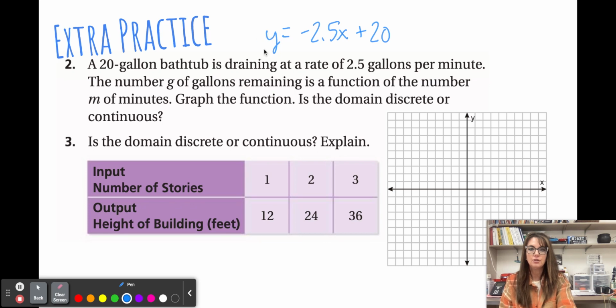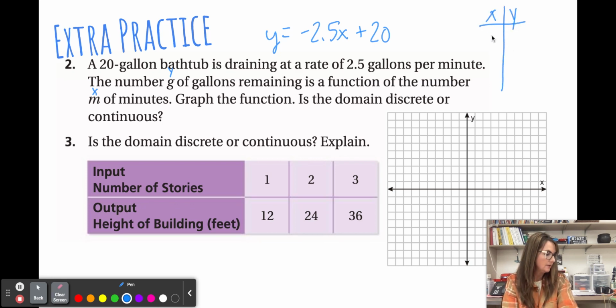Or G, I guess, and this is M. You could use G and M, but I'm using G as my Y and M as my X. So sorry about that. Okay, so what we want to know is to graph the function and decide if this is going to be discrete or continuous. Can we draw the line? So we're going to need an XY table.